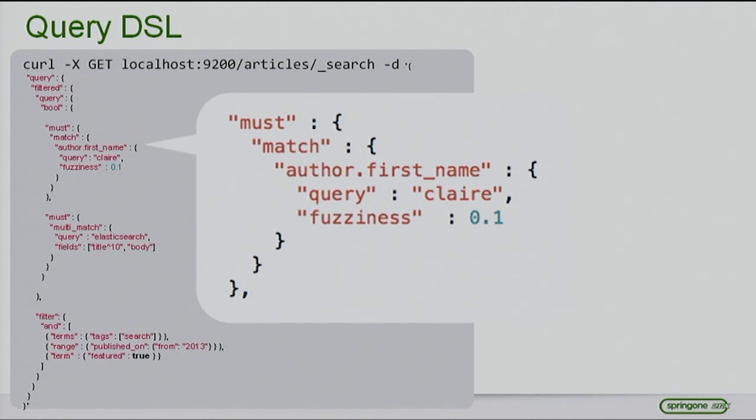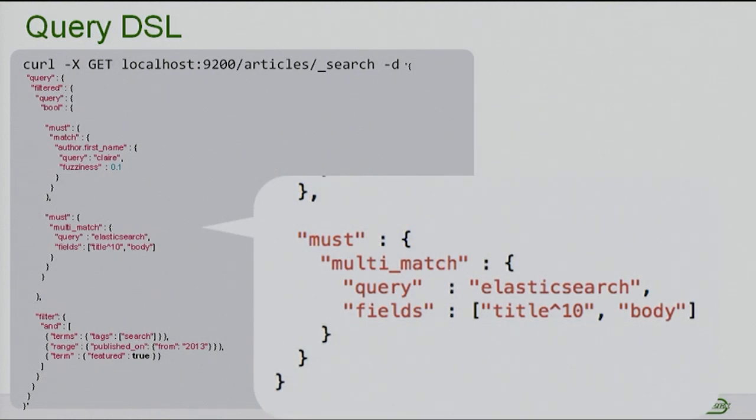The author, again, is what we call in JSON an object. So it has a field first name that has Clara in it. Even something that remotely resembles Clara is fine, right? I have a fuzziness of 0, 1, but I'm also looking for documents that have Elasticsearch both within the body and within the title. The title is going to be boosted, so those documents are going to be returned first.